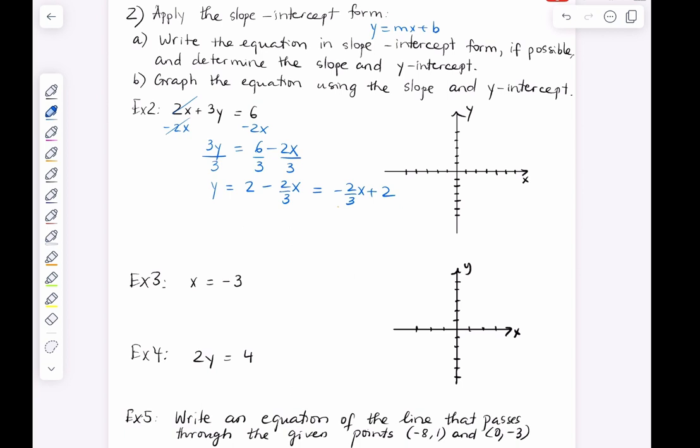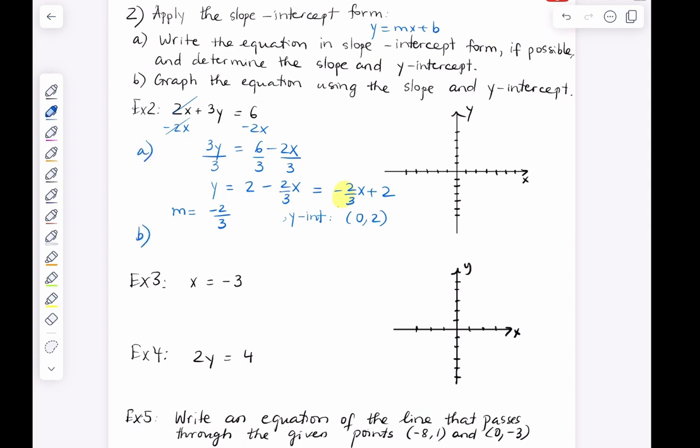Now we determine the slope and y-intercept. So the slope is the coefficient in front of x, so that should be negative 2/3. Or I can write negative 2 over 3. Then the y-intercept is b, but we want to write the y-intercept in ordered pair form because it is a point. So we are going to write (0, 2). Now part B, we are going to graph the equation using the slope and y-intercept.